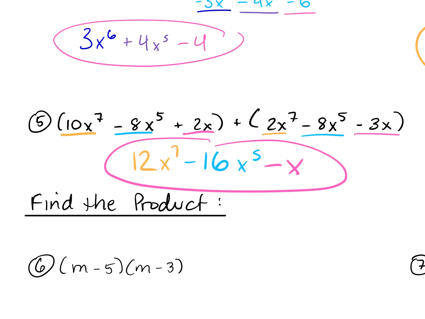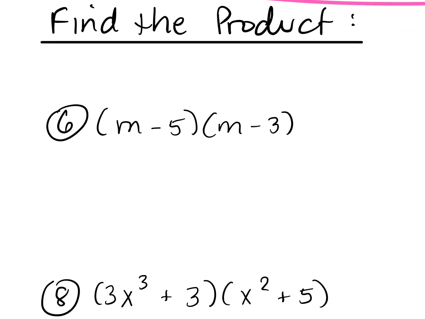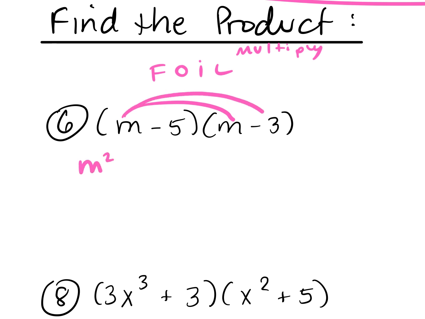All right, let's take a look at number 6. So find the product means that we are multiplying. How do I multiply 2 binomials together? FOIL. So we start by multiplying the first. What's m times m? m squared. Then the outer, what's m times negative 3?